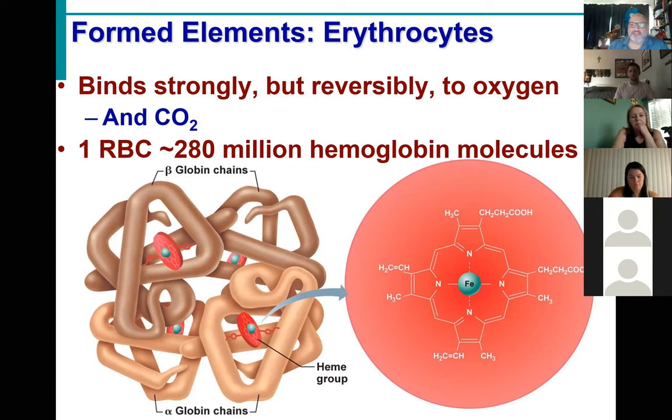So how much oxygen can a single drop of blood hold? Let's see. A whole lot. A whole lot, exactly. Right? 280 million times 4 times 5 million equals a lot. Massive oxygen carrying capacity for our blood, and this is where that comes from.